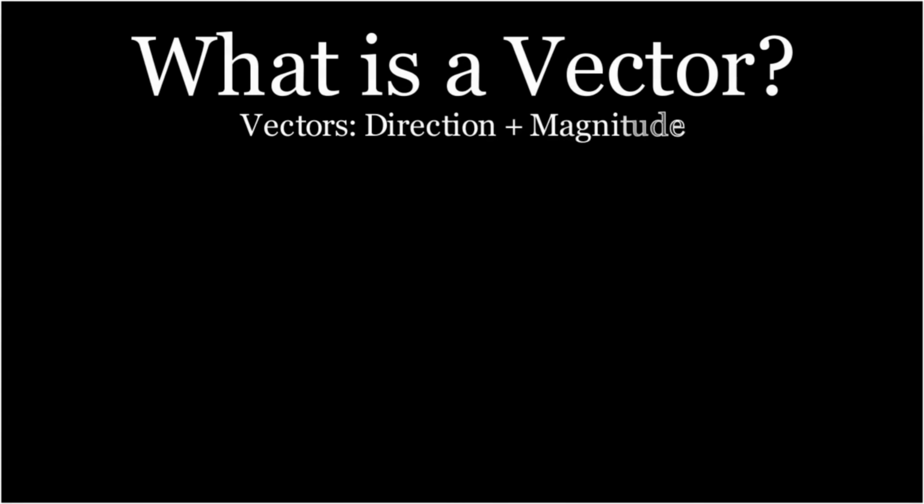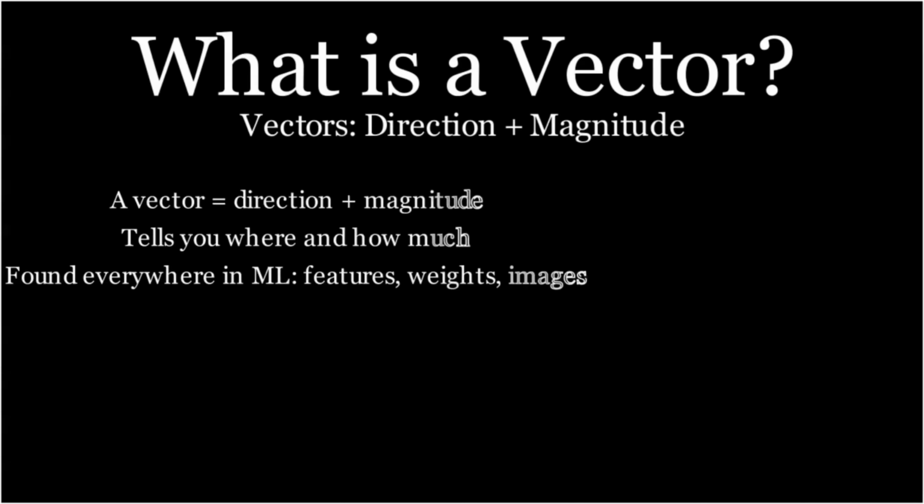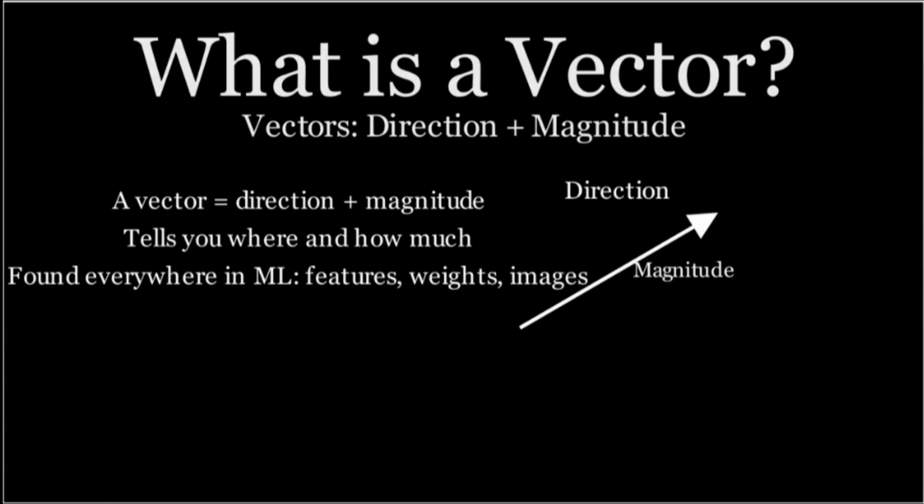Today we are going to learn what a vector is, the building block of machine learning, physics, and so much more. A vector is basically a combination of two things, direction and magnitude. It tells you where something is going and how far.